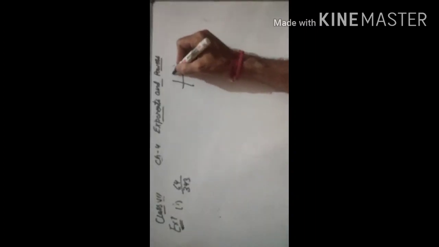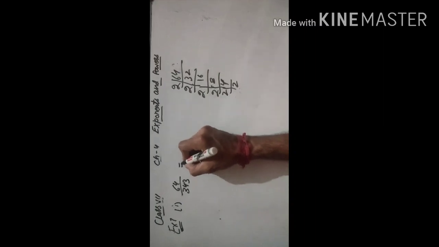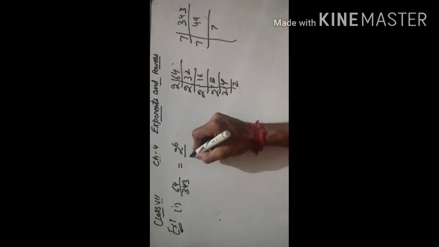Example 7 is: express each of the following rational numbers in exponential form. First one is 64 upon 343. Prime factors of 64 are 2 to the power 6, that is 2 to the power 6, and this is 343, 7 into 49, 7 into 7 into 49, that is 7 to the power 3.